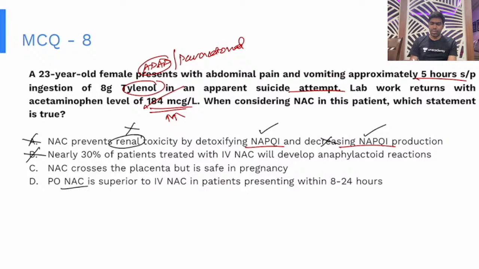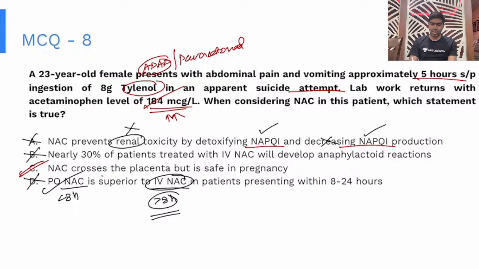And option D, PONAC, that is oral N-acetylcysteine, is superior to IV N-acetylcysteine in patients presenting within 8 to 24 hours. It's wrong. In patients presenting within 8 hours, oral N-acetylcysteine is almost equally efficacious as IV N-acetylcysteine. But if the patient is presenting beyond 8 hours, then IV N-acetylcysteine is considered superior, because if they are presenting very late, the chance of ongoing liver injury will be very, very high. That's why IV N-acetylcysteine is preferred in patients beyond 8 hours. But if the patient is presenting within 8 hours, both oral as well as IV N-acetylcysteine are going to be equally efficacious. So the right answer for this question is option C, N-acetylcysteine.